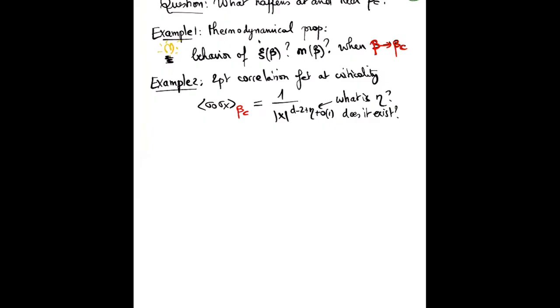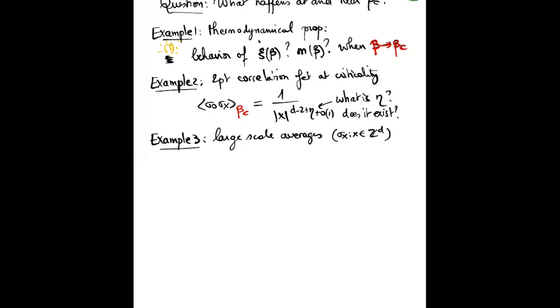Let me suggest another question, which is maybe motivated in the first place by Euclidean field theory, but which is very natural also from the point of view of statistical mechanics, which is to study large scale averages of our configuration sigma x. Here, maybe I should just think of it as a configuration in Z^d. What do I mean by that?